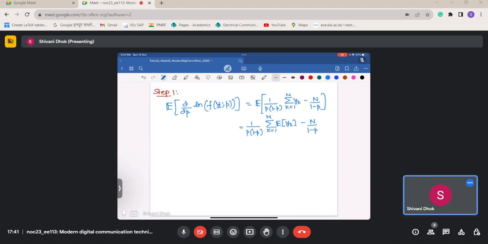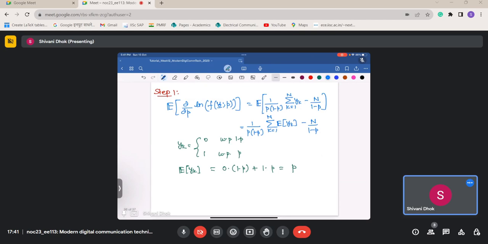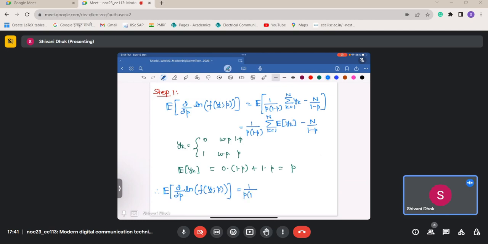Now this y k is equal to 0 with probability 1 minus P, and is equal to 1 with probability P, which means that your expectation of y k is equal to 0 into 1 minus P plus 1 with probability P, so this comes out to be equal to P. So your expectation of y k is equal to P. Therefore expectation of del by del P log of f of y given P is equal to 1 upon P times 1 minus P summation k running from 1 to capital N P minus N upon 1 minus P.